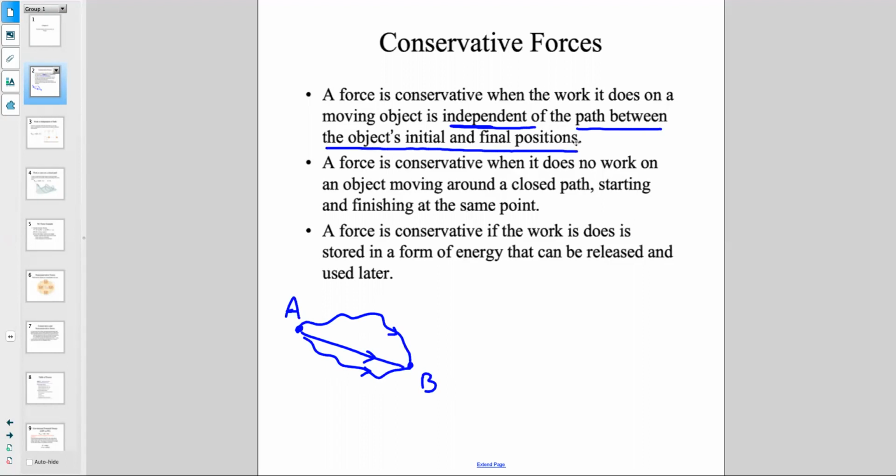A force is conservative when it does no work on an object moving around a closed path. In other words, if you start from point A, go all the way around, and end up at the same point, then the work is 0 in that case. And a force is conservative if the work it does is stored in the form of energy that can be released and used later. So these are the three most important definitions of conservative forces.